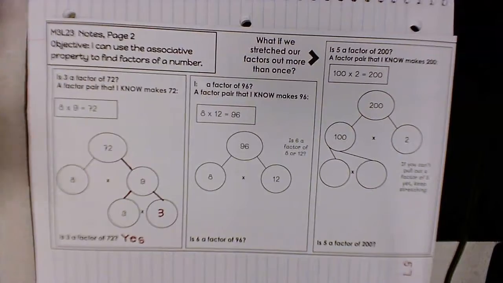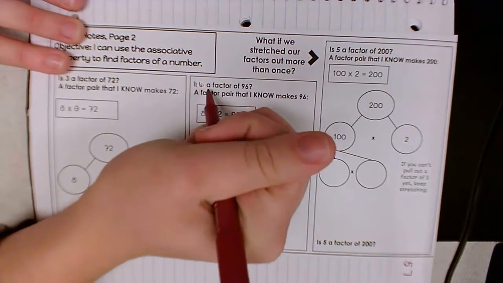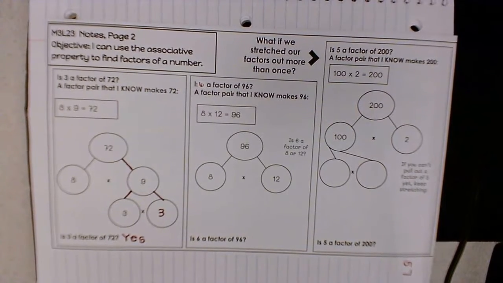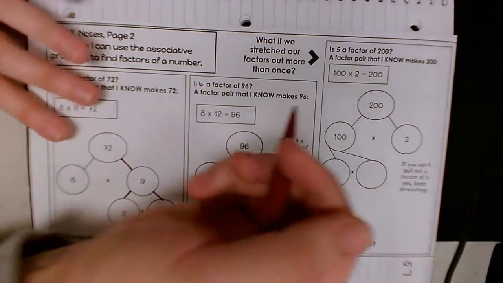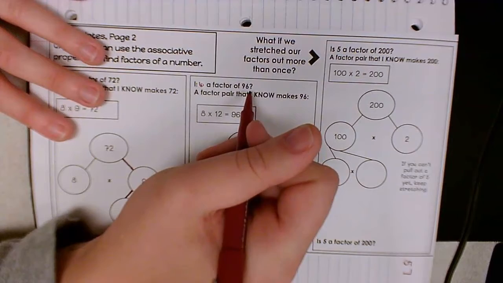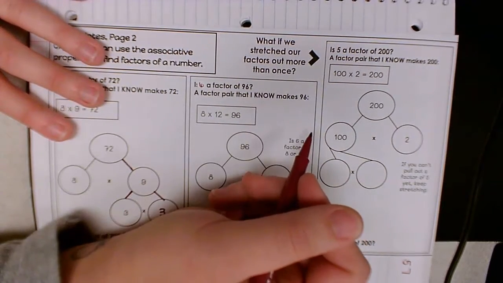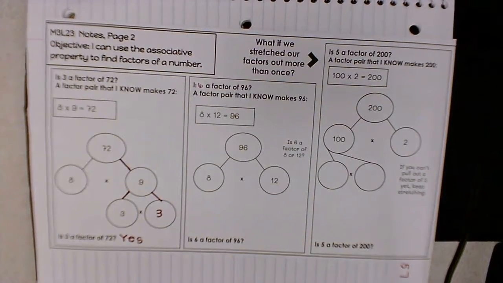In this next problem, I'm going to have you keep building down your web. And we're asking, is 6 a factor of 96? When I skip count by 6s, I don't typically go all the way to 96. I'll stop at 60, maybe 66, maybe 72 if I'm counting by 12s, but I never make it as far as 96. So instead of trying to skip count by 6s, let's use a math fact, a factor pair that we know makes 96. And I know 8 times 12 equals 96.